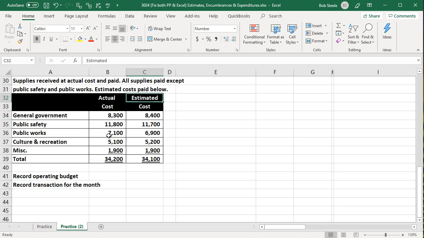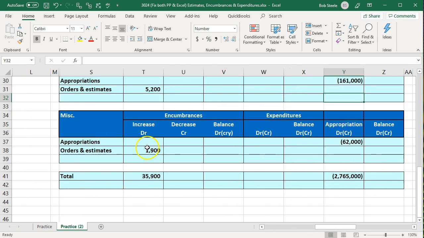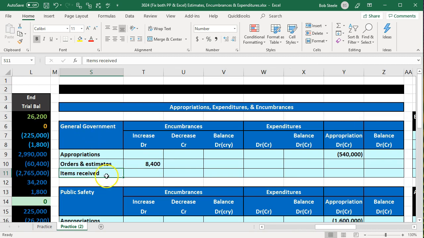So we decreased then with the estimated amount, and then the actual cost is what the expenditures go on the books for. So this is when we decrease the encumbrances. So we're going to go up top back to the general government. We're going to say the items received, and we're going to say that the encumbrances are going to go down by the estimated amount. On the same line, we're going to say that the expenditures are going to go up, but they're going to go up by the actual amount.